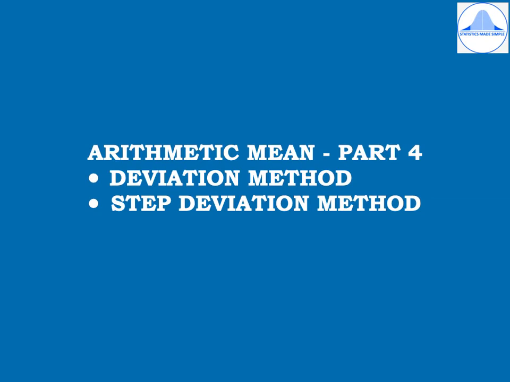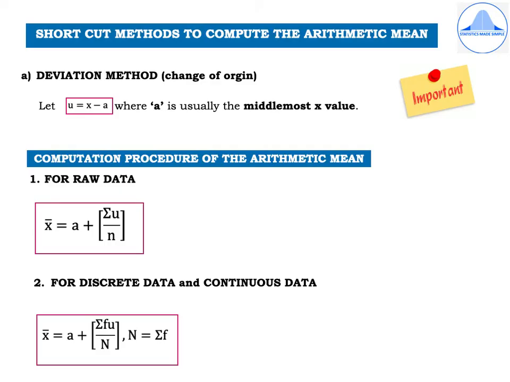In this video, Arithmetic Mean Part 4, we will learn some shortcut methods which are called the deviation method and the step deviation method to calculate the arithmetic mean. The shortcut methods to compute the arithmetic mean make the computations very simple. If a problem specifies that we have to use the shortcut method, then we have to use only the shortcut method for the given problem.